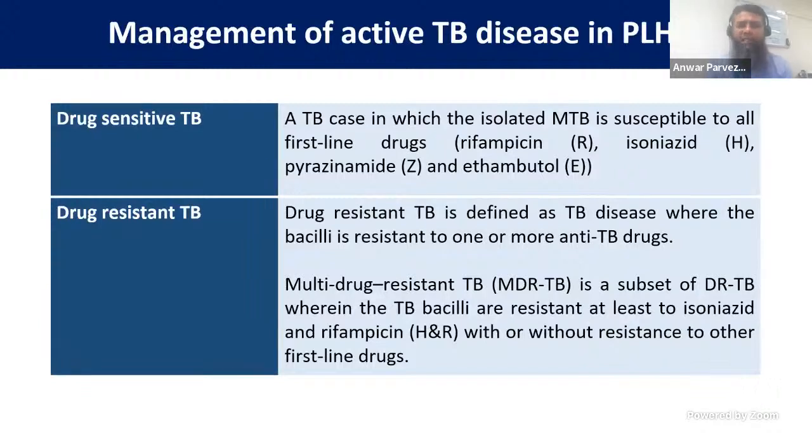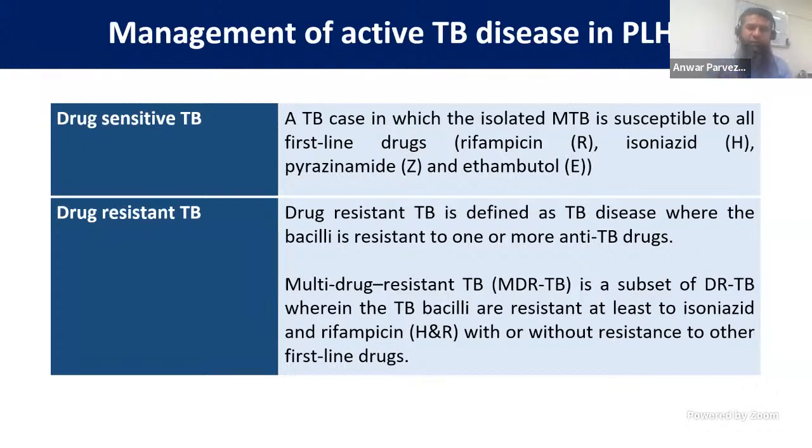Drug sensitive TB is when the TB bacillus which is isolated is susceptible to all first line anti-TB drugs. It is called drug sensitive TB. Drug resistant TB is when the bacillus which has been isolated is resistant to one or more anti-TB drugs. Now under DRTB, drug resistant TB, there can be multiple types, which will come later. But it can be resistant to one drug, which is called monodrug resistance. It can be more than one drug, which is called polydrug resistance.